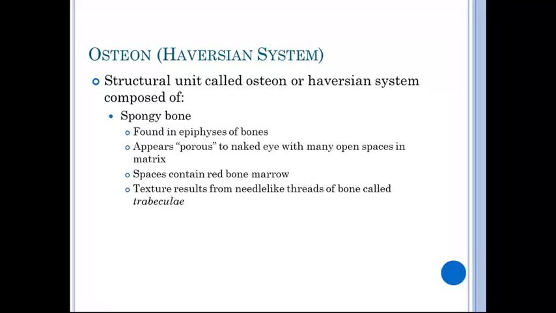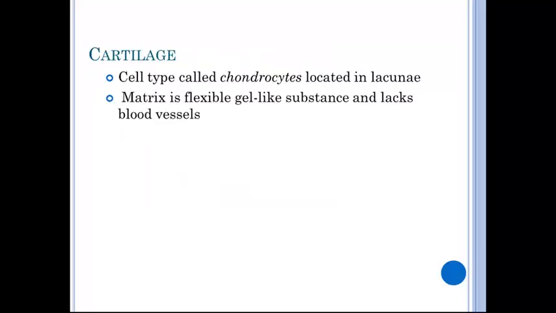The spongy bone is found in the epiphyses of the bone. It appears porous to the naked eye with many open spaces and matrix. These spaces contain red bone marrow, and the texture results from needle-like threads of bone called trabeculae.